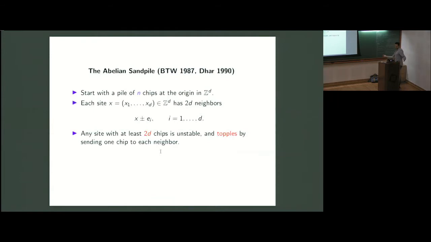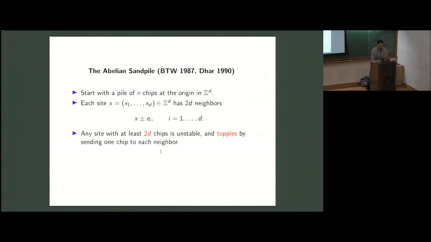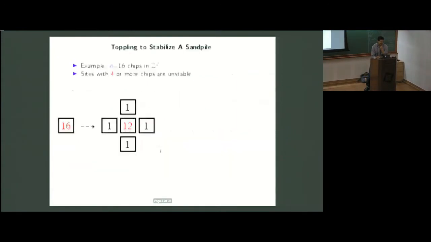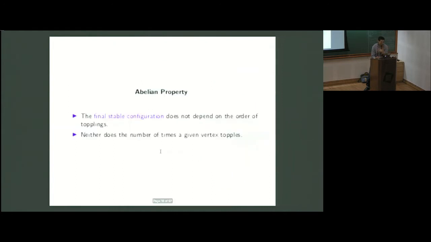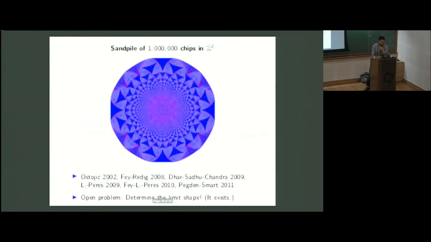Okay. You all know the Abelian sandpile by now. So this is the deterministic toppling in Z^d to their 2d nearest neighbors. Here's an example of stabilizing a little pile of 16 chips, but of course in Z^2, we can stabilize big piles, and we have an Abelian property. And here's what a moderately big pile looks like.